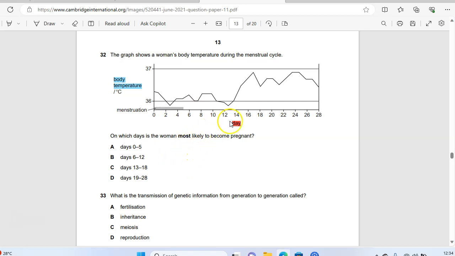Ovulation usually happens on the 14th day. The 14th day is the ovulating period. So the answer will be between days 13 and 18. This is the right answer.